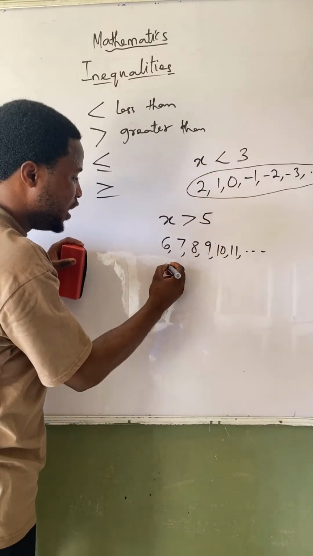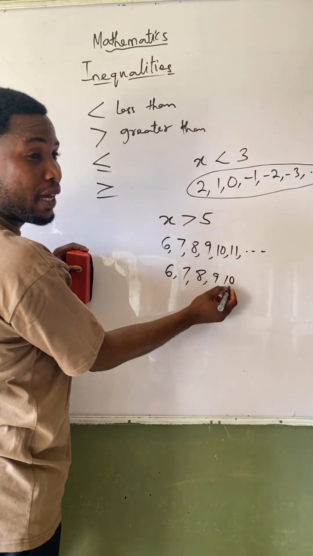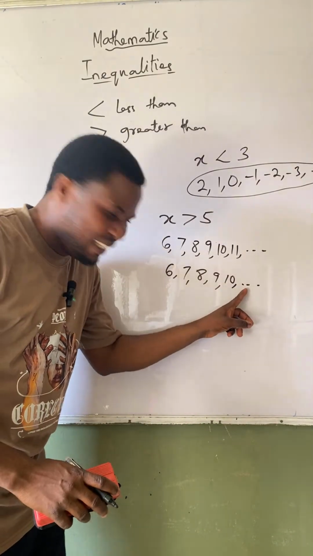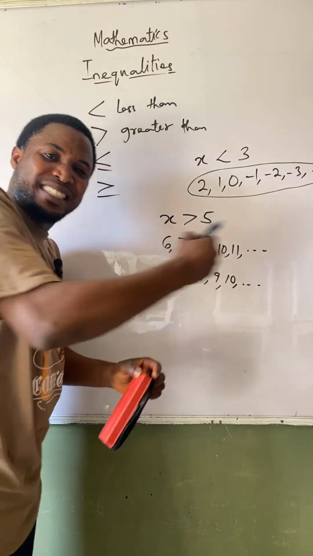If you just write 6, 7, 8, 9, and 10, then you are tired. If you stop here, you are wrong. If you didn't put this suspension point, you are wrong. You have to include this, telling me that these are numbers that are greater than 5.